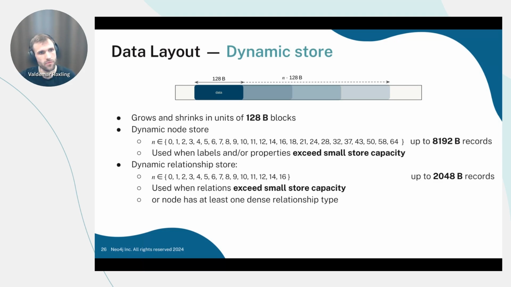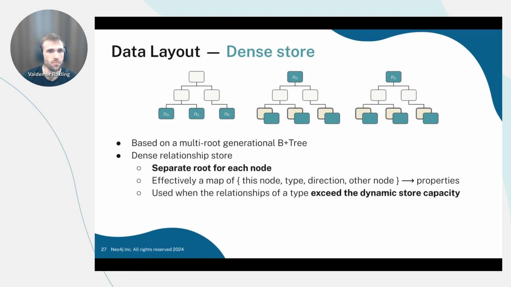But not every node can fit relationships in only 2 kilobytes. There are some nodes that can have thousands of relationships, maybe 10,000, maybe 100,000, or maybe even 1 million relationships or more, and this doesn't fit. So we need something to solve that. And for this purpose, we have the dense store. So this is based on a multi-root generational B tree, and each node that is dense or has a dense type will have a separate root or a separate tree.